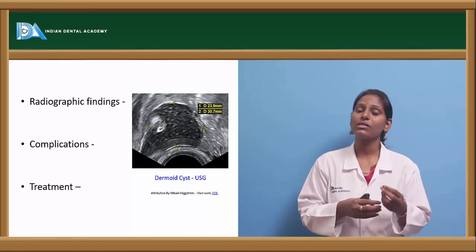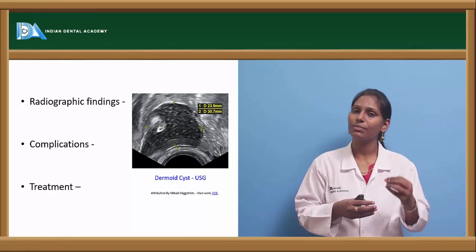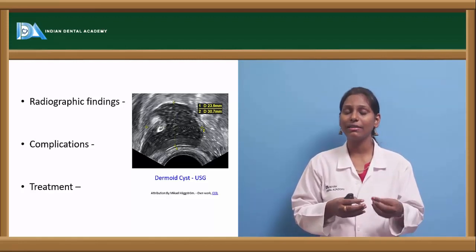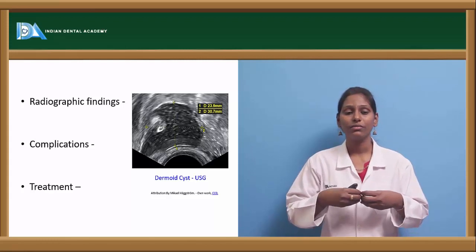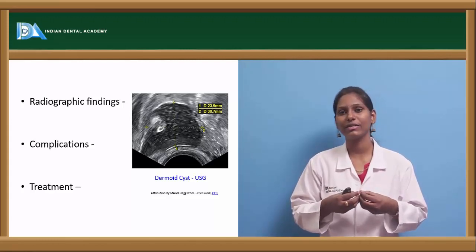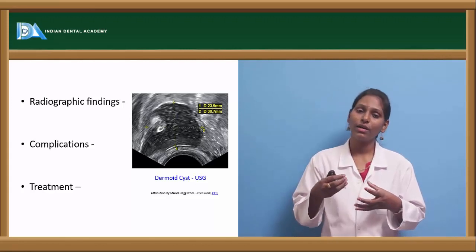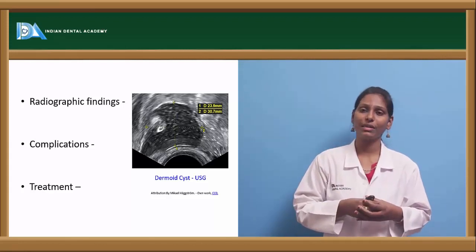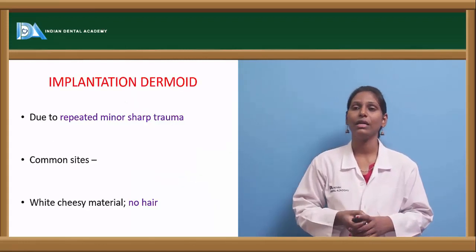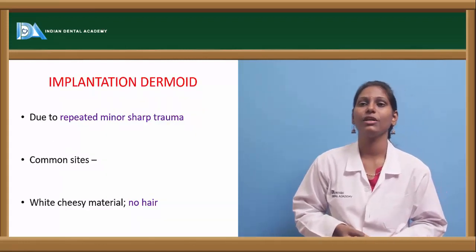So instead of local anesthesia, this surgery has to be done under general anesthesia, because we are actually treating very delicate structures there, because the cyst can grow even into intracranial structures. So the treatment for it is again complete excision of it. Then we are talking about implantation dermoid.